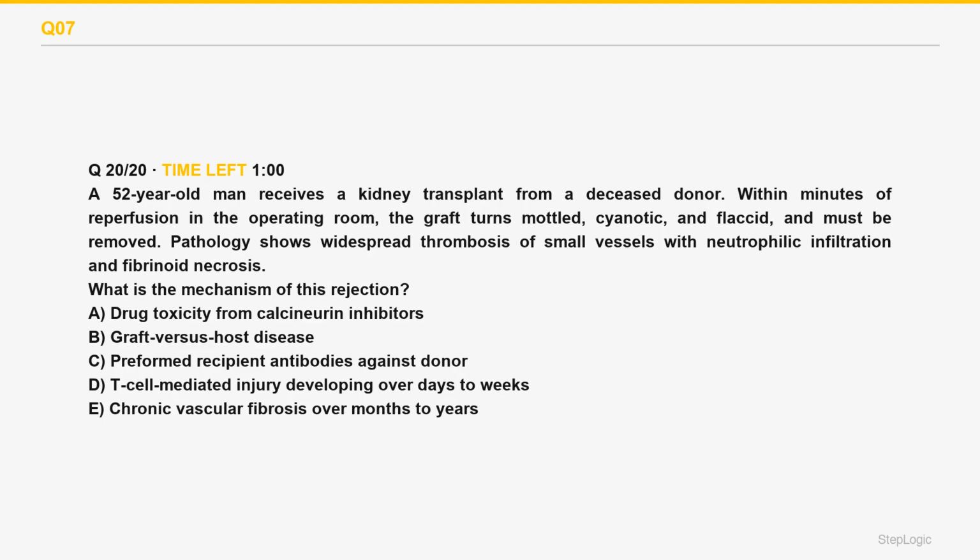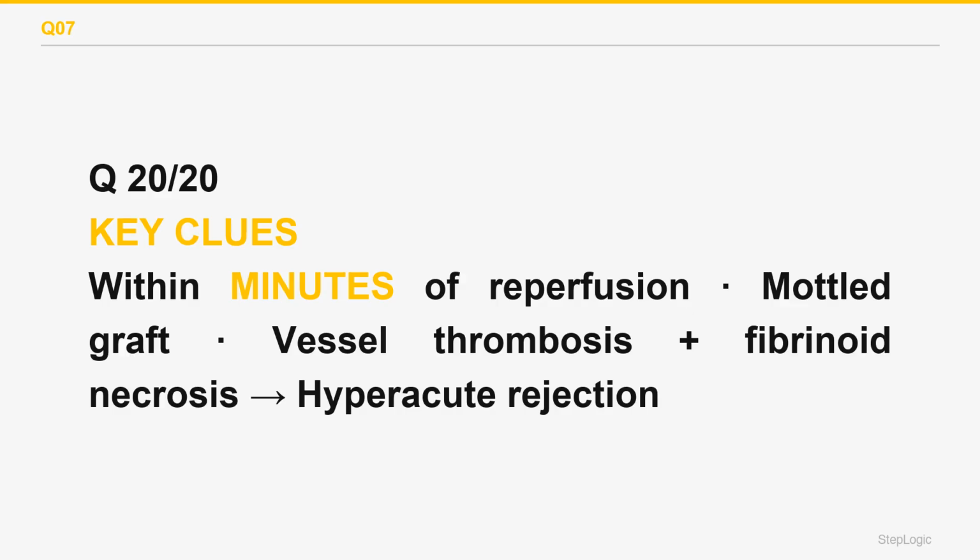Transplant rejection within minutes of reperfusion, small vessel thrombosis, and fibrinoid necrosis: hyperacute rejection from preformed antibodies. Hyperacute rejection occurs within minutes to hours of reperfusion and is mediated by preformed recipient antibodies against donor antigens, typically ABO blood group or HLA antigens, present in the circulation before transplantation, often from prior transfusions, pregnancies, or transplants.